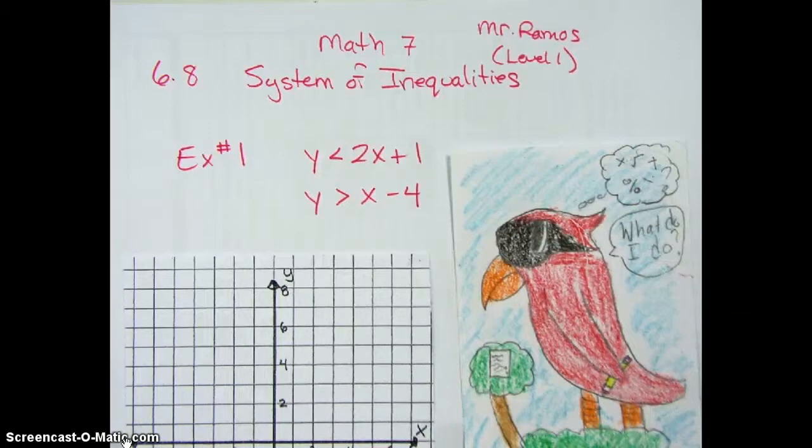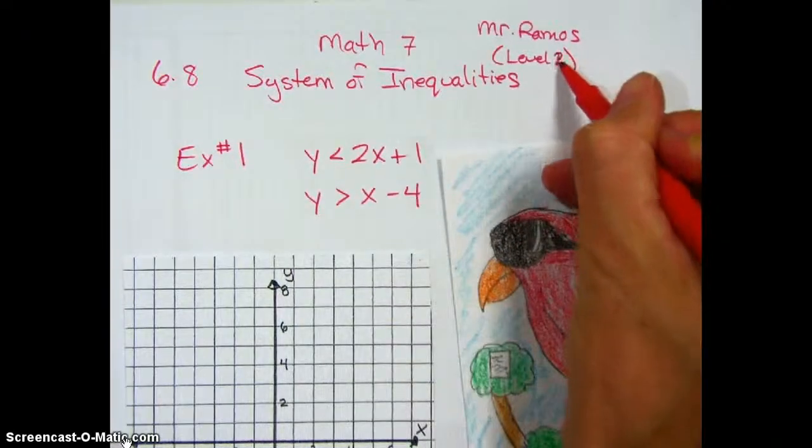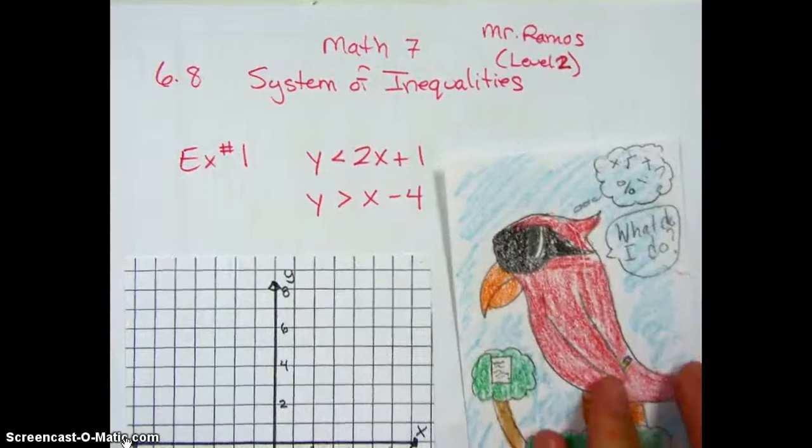All right, 6.8, System of Inequalities, Math 7. This is for Mr. Ramos's class, and I'm going to say it's a level 1, but really this type of information is kind of level 2 stuff, okay?